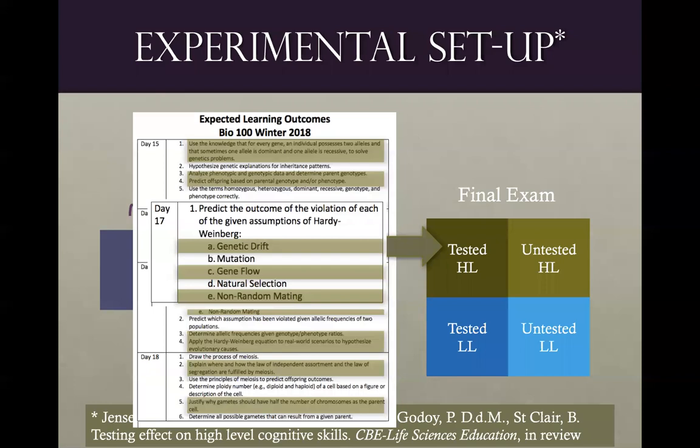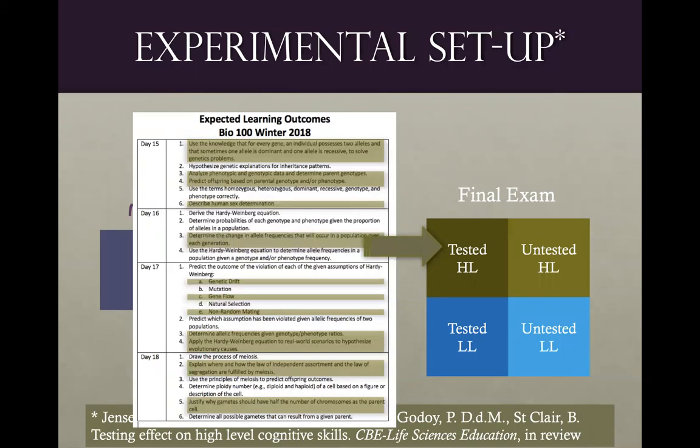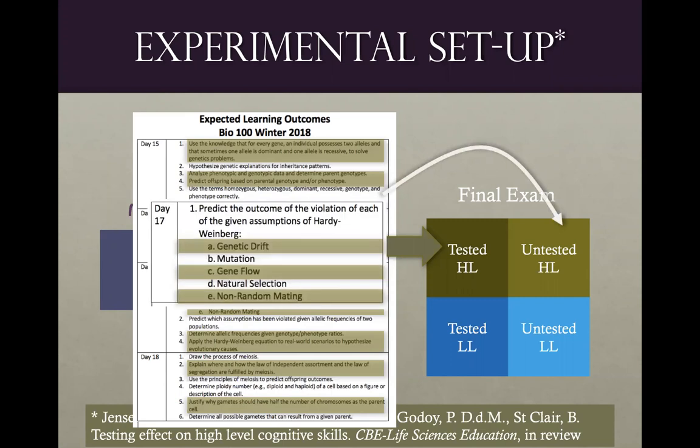For instance, if you're looking at day 17, this is on Hardy-Weinberg, mechanisms of evolution. So there's genetic drift, mutation, gene flow, natural selection, non-random mating. But only genetic drift, gene flow, and non-random mating appeared on the test, and that would be considered our tested. The untested would be those that didn't appear, so mutation and natural selection. The same types of questions, but on content that didn't appear on a unit exam.